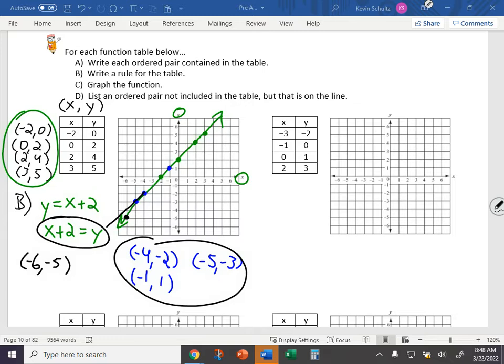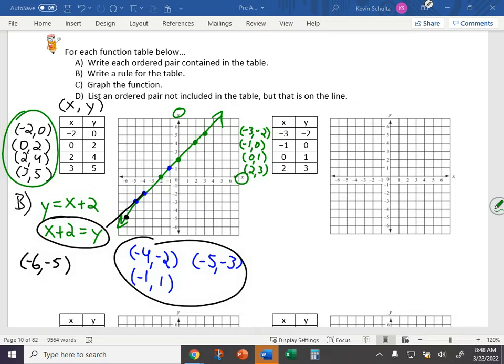Okay, next one. Again, we're writing these ordered pairs. The x value always comes first. We need parentheses around them, separated with a comma. That's the notation for an ordered pair. Negative 3, negative 2, negative 1, 0, 0, 1, and 2, 3.